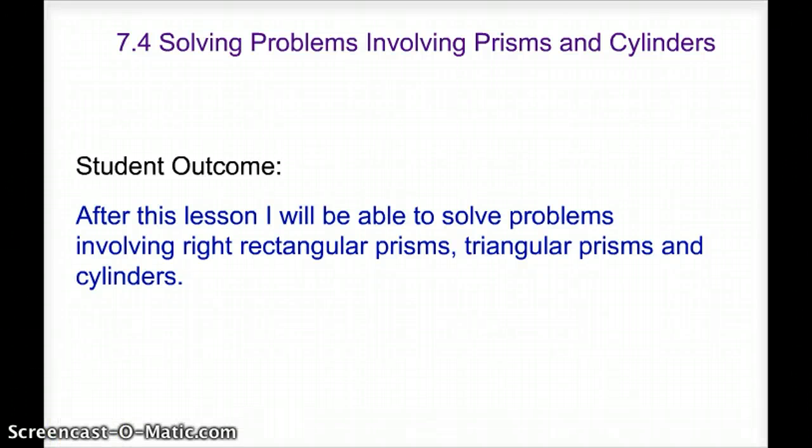So today we're going to look at 7.4, solving problems involving prisms and cylinders. And what this means is we're just going to look at what we've learned over the past three concepts and apply that to word problems. So our student outcome for today is that after this lesson, I'll be able to solve problems involving right rectangular prisms, triangular prisms, and cylinders.